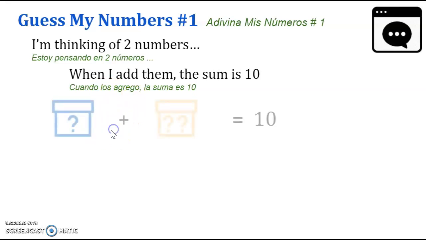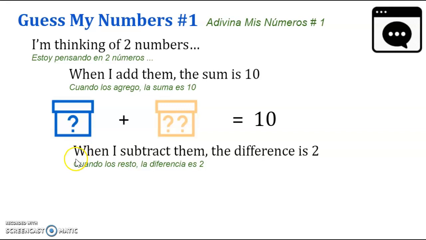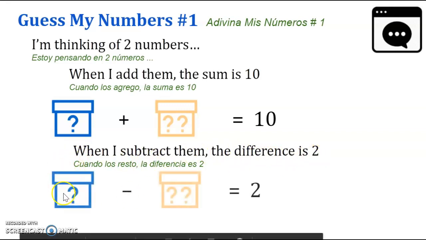Visually I can represent this as the first number plus, when I add means plus, the second number, the sum is 10. So the first number plus the second number is going to be 10. I don't know what the two numbers are. It's like it's in a box. But the second condition is when I subtract them, the difference is 2. That means the first number in the box minus the second number is going to be equal to 2.